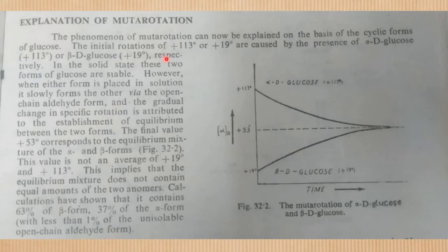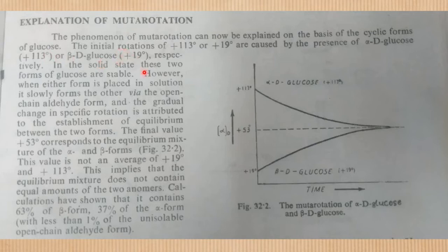The initial rotations of plus 112 degree or plus 18.7 degree. Okay, here in the book it is given as 113 and 19. Accurately, it is 112 degree and 18.7 degree, caused by the presence of alpha D-glucose with a specific rotation of plus 112 degree, or beta D-glucose with a specific rotation of plus 18.7 degree, respectively.